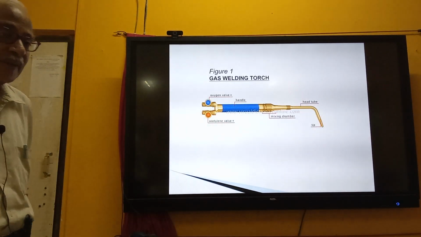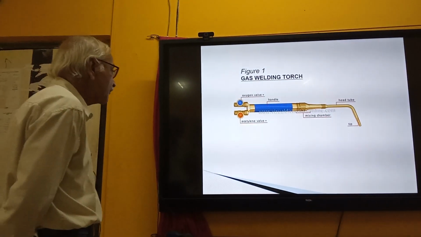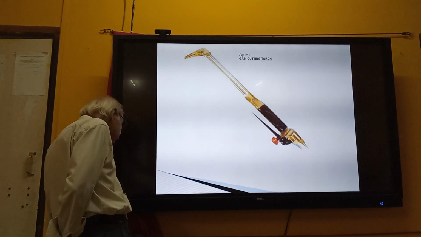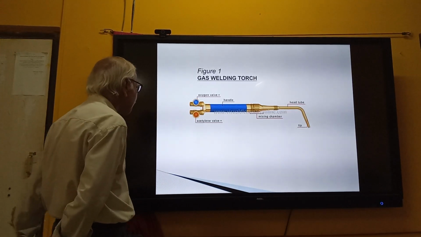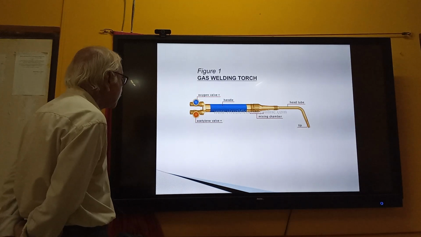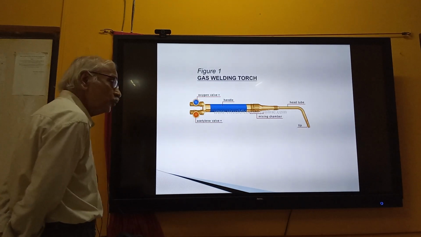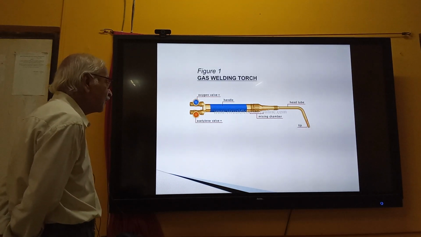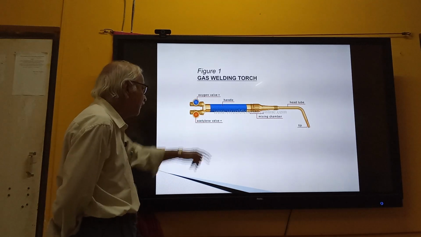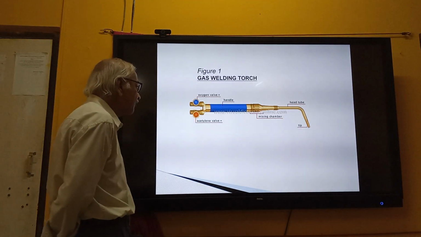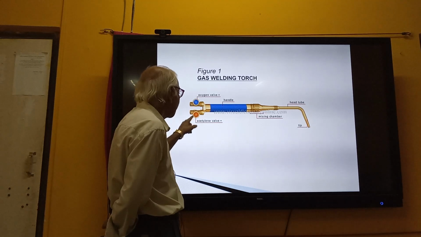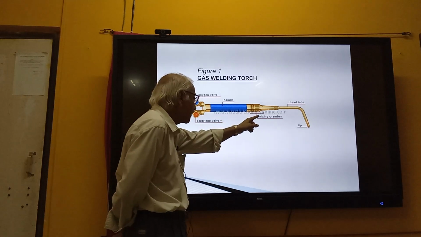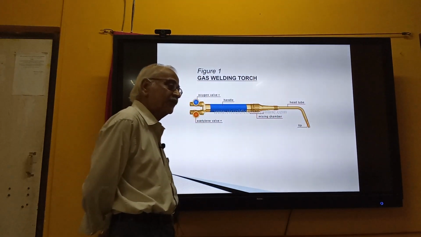This is the picture of a typical gas welding torch. You can see that there are two connections here. One is colored blue and another is colored red. These are two flow control valves, and they are used to control the flow of the oxygen gas or the acetylene gas. This is the handle where the welder is holding the torch, and this is the mixing chamber where this oxygen and acetylene or the fuel gas, it can be LPG also, are mixed here, and at the tip the flame is generated.